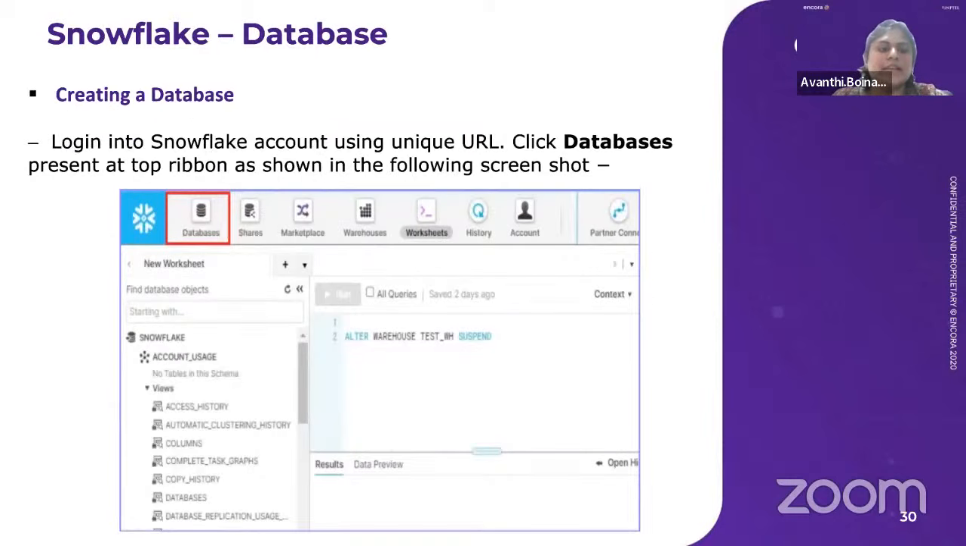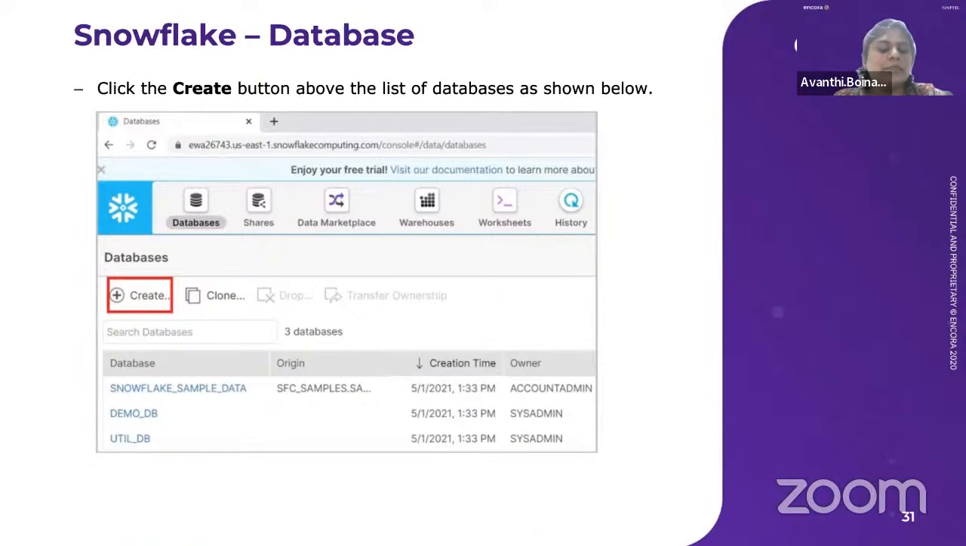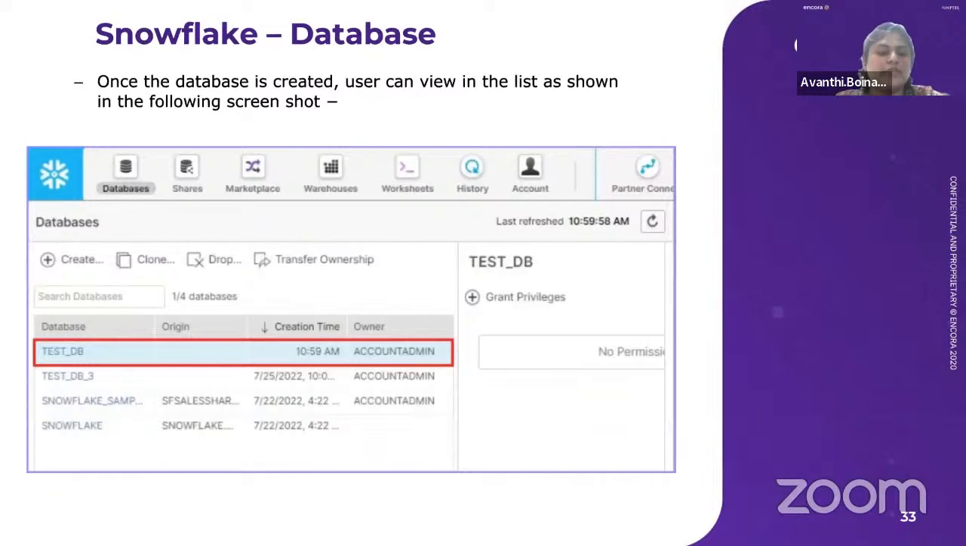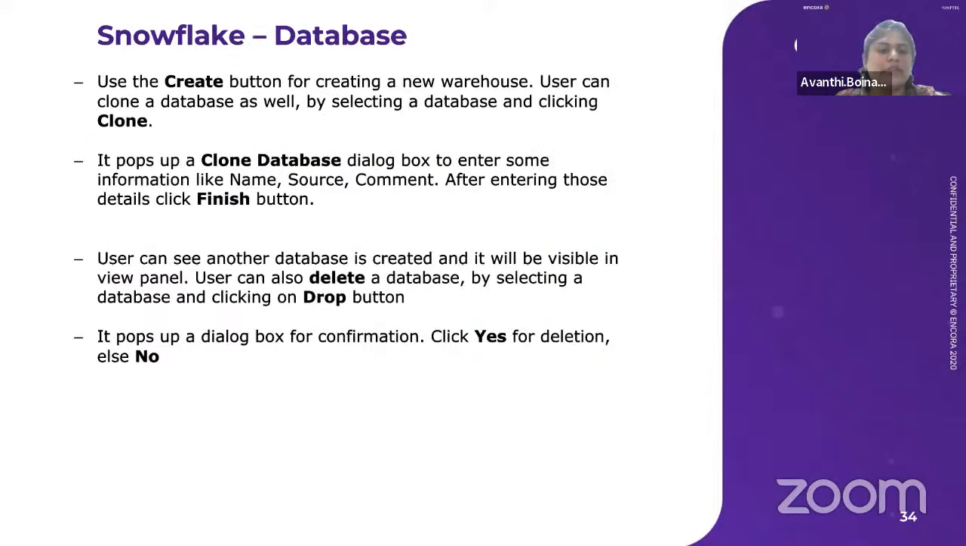Let's see that. Log in to the UI and click databases. Click databases at the top of the ribbon as shown in the screenshot. On clicking databases, click on the create button, represented by the plus icon over here. After that, it will take the user to the create database dialog box. Enter the database name and comment, then click the finish button. See here, the database is created successfully. See test_DB, creation time, owner. So it will represent everything we have created.